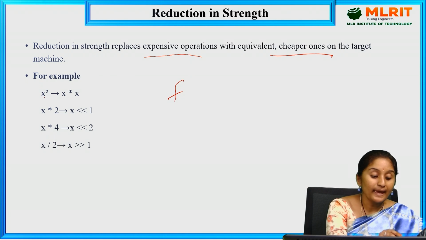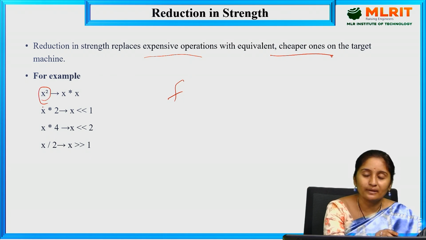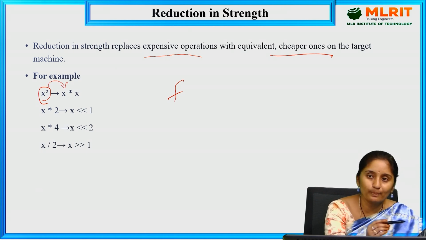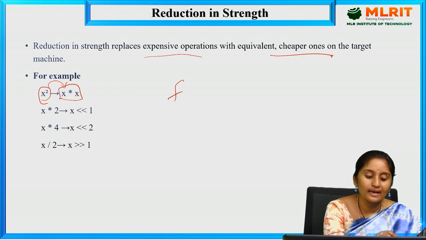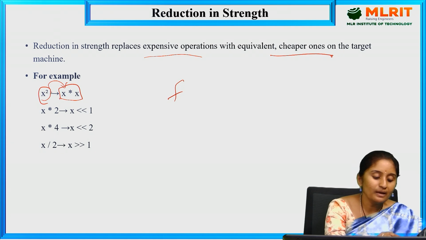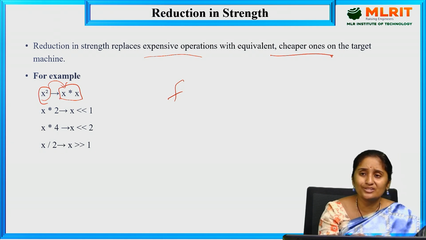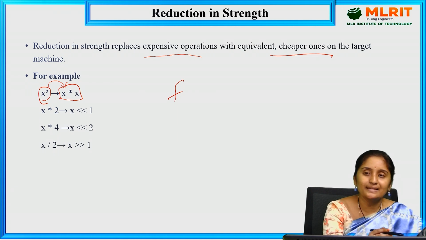Here, take x square. Computing this takes a lot of time. So instead of x square, the expensive operation, we simplify the expression into a cheaper one, that is x into x. It takes less time when compared to x power 2. So I can simplify x square and write it as x into x to execute it very fast.